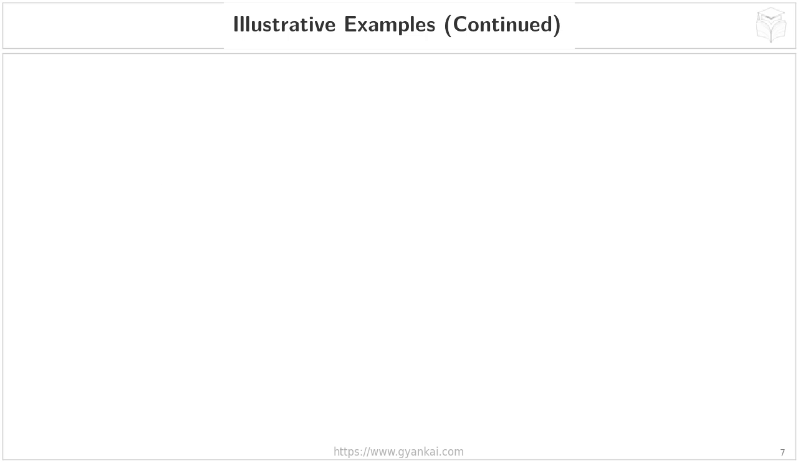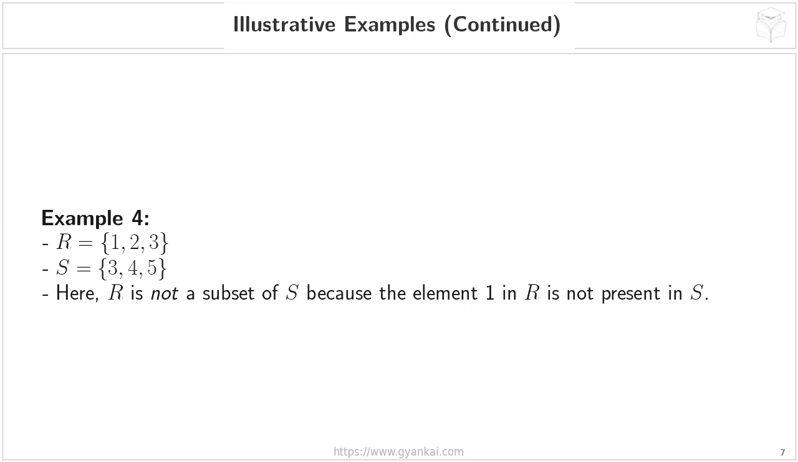Illustrative examples continued. Let's move on to our fourth example on this slide. We're now looking at sets R and S. We have set R, which contains the elements 1, 2, and 3. And set S, which contains the elements 3, 4, and 5. Now let's apply what we've learned about subsets. Remember, for a set to be a subset of another, every single element in the first set must also be found in the second set.